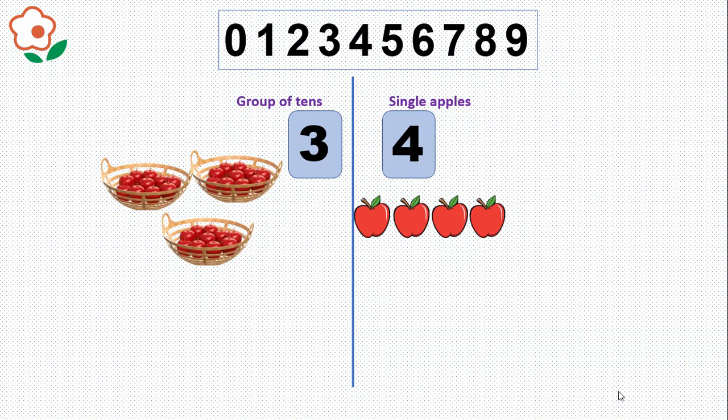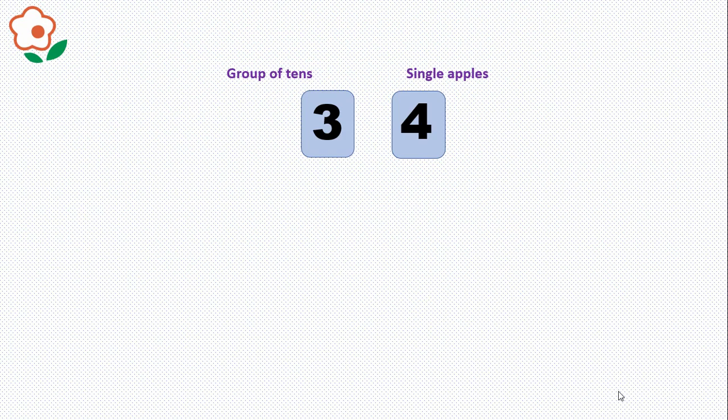Since this new number place is for counting groups of 10s, we are going to name it the tens place, and we will name our original number place the ones place because we use it to count things one at a time. So here is an example.